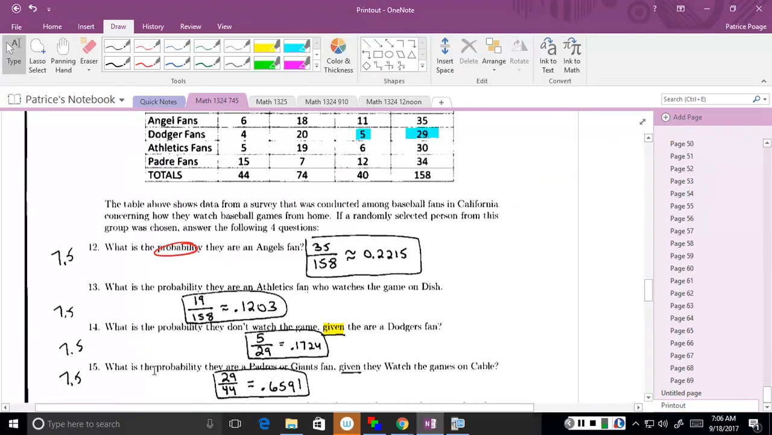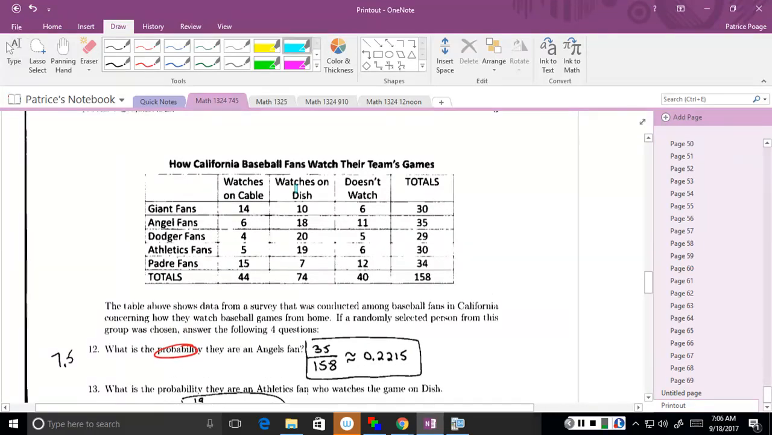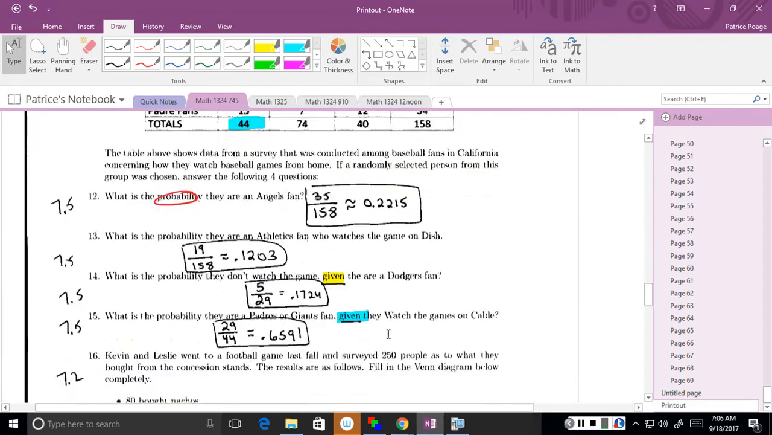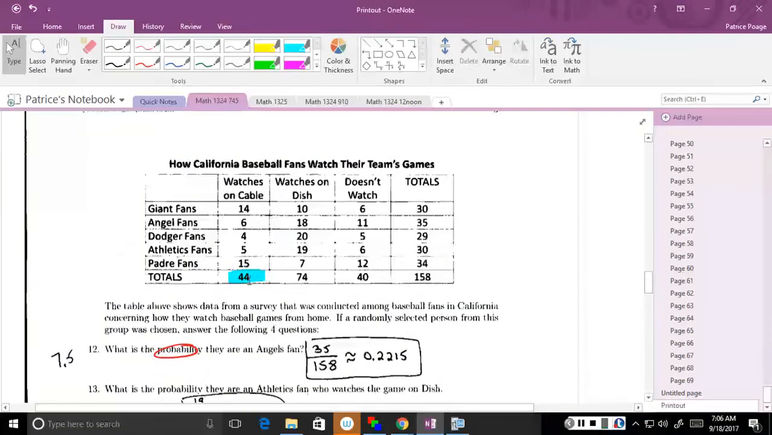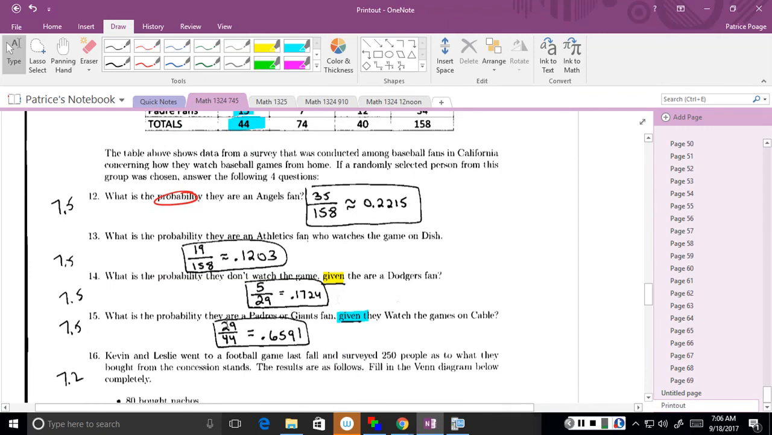And finally, what is the probability they are a Padres or Giants fan given we're given they watch the games on cable? So watch the games on cable, there's a total of 44. That'll be our bottom number. And it says, what's the probability they are a Padres or Giants fan if they do that? So Padres right there, Giants right there. So that adds up to 29 out of the 44. That would be our probability for that one.